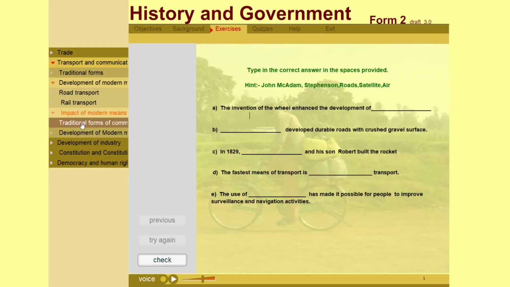Try out the following exercise. Type in the correct answer in the spaces provided.